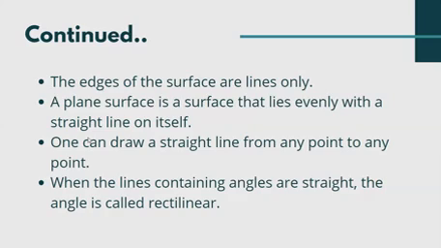One can draw a straight line from any point to any point. This postulate just means that if you have any two points A and B, for example, then you can always connect them by a straight line. When the lines containing angle are straight, the angle is called rectilinear angle.